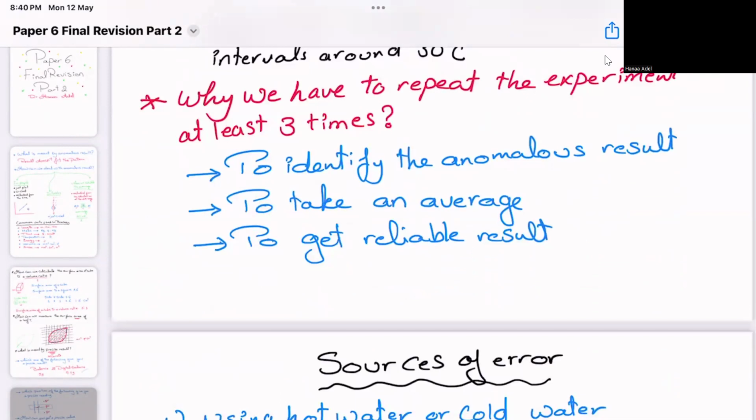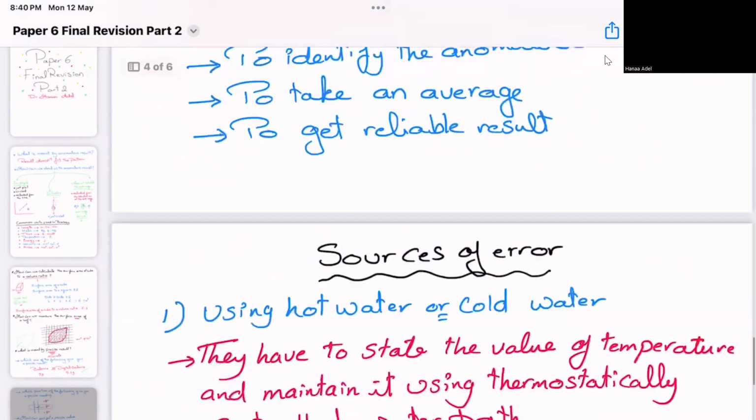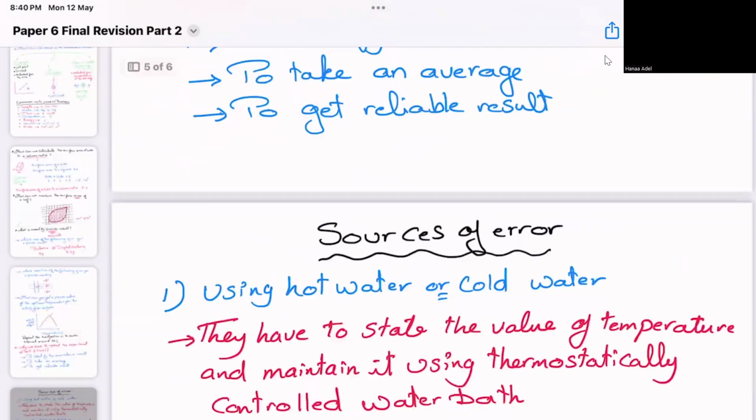We have some errors, and how can we deal with them? In some investigations, they say that they put hot water or cold water. This is a big source of error, and they have to state the value of temperature and maintain it using a thermostatically controlled water bath. So when I find in the investigation that we have to add hot water or cold water, and he didn't state the value of temperature, it's a source of error.